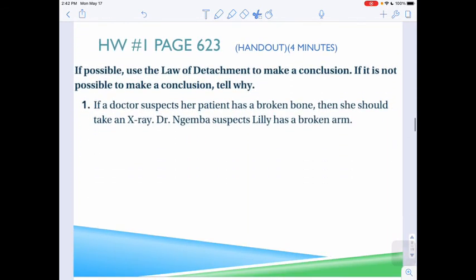And now I would like you to try homework number 1 on page 623. If possible, use the law of detachment to make a conclusion. If it is not possible to make a conclusion, tell why. Problem number 1 says if a doctor suspects her patient has a broken bone, then she should take an x-ray. Dr. Numba suspects Lily has a broken arm.